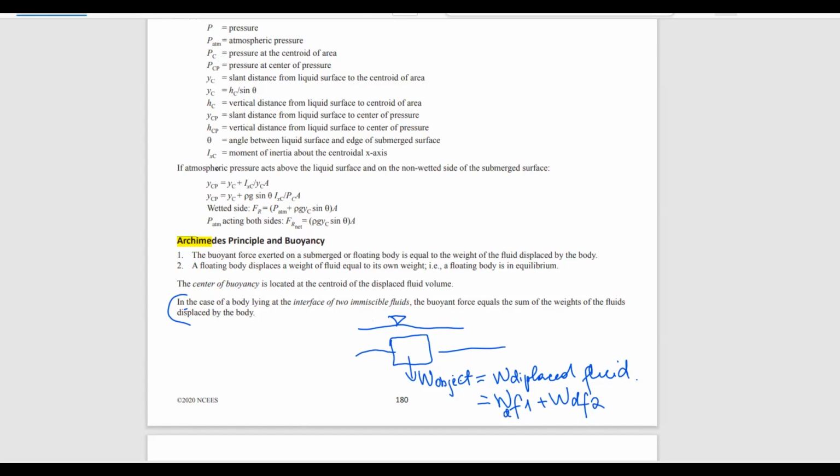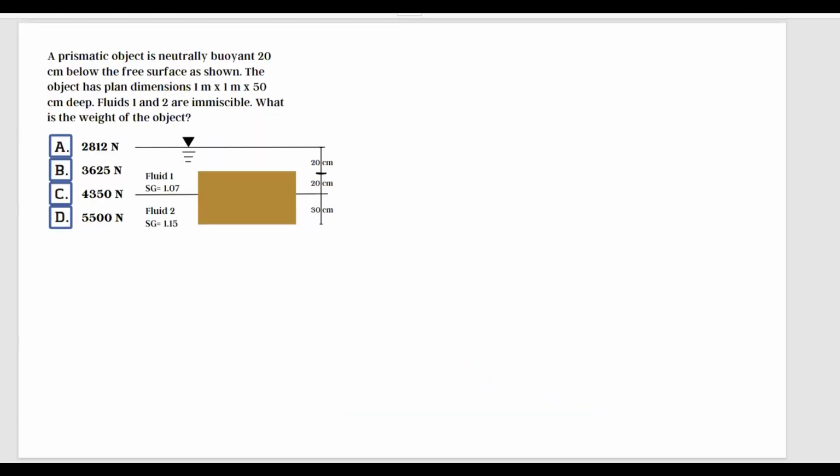So let's go to the problem, and we are going to start working on it and apply what we have talked about so far. In the problem, we are given the shape of this object. It's 1 meter by 1 meter by 50 centimeters deep. And we are also given the specific gravity of the fluid. So we have fluid 1 with specific gravity of 1.07 and fluid 2 with specific gravity 1.15.